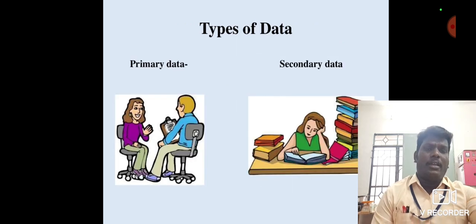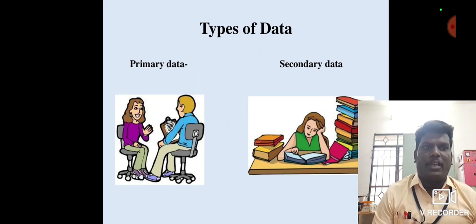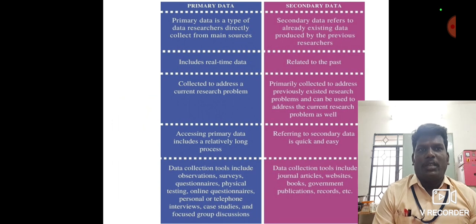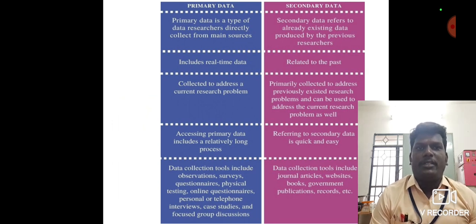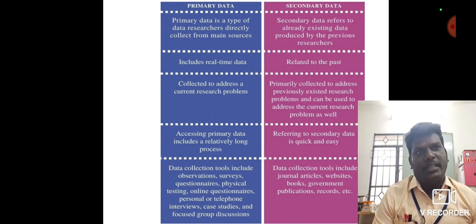And next we are going to discuss the types of data. One is primary data, the other is secondary data. So what is primary data? Primary data is the type of data a researcher collects directly from the main sources, and secondary data refers to already existing data produced by previous researchers.